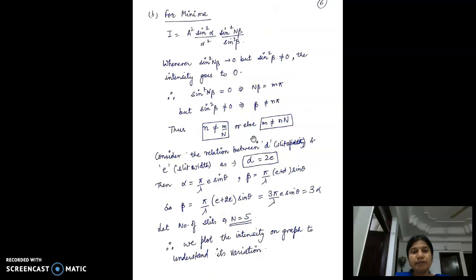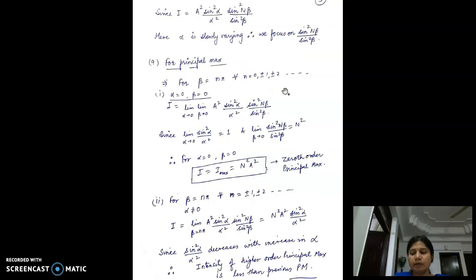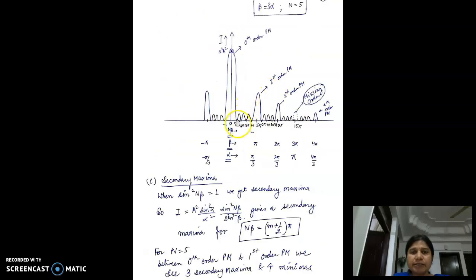As we have seen previously, for minima, n beta is an integral multiple of pi. So the moment n beta is equal to pi, we are going to get the minima. So over here, we see that the first minima occurs at n beta equals pi. When n beta is pi, we are getting the first minima. Beta in that case is just pi by 5, and alpha is pi by 15. So the first minima occurs over here.